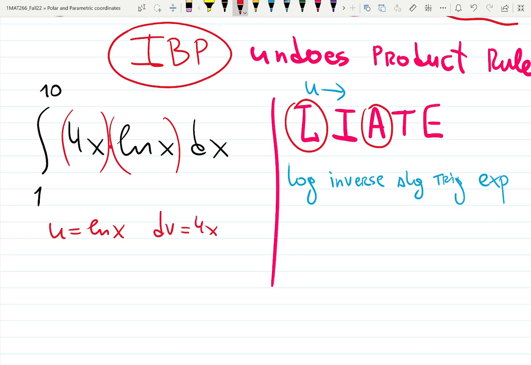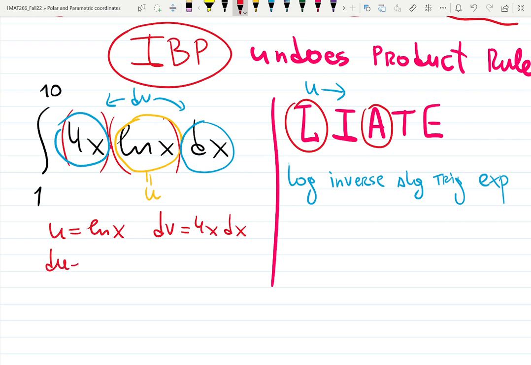dv is 4x dx. Again, integration by parts is calling names. If u is log, then everything else doesn't have a choice. That will be dv. Now it's nice because we're differentiating log and it's simple, but we're integrating 4x and it's also simple. You don't want to integrate something complicated. So when you choose u, you differentiate it right away. It gives you 1 over x dx. Then dv is the leftover. Integrate dv to get v. It will be 4x squared over 2. And you don't write down plus c.